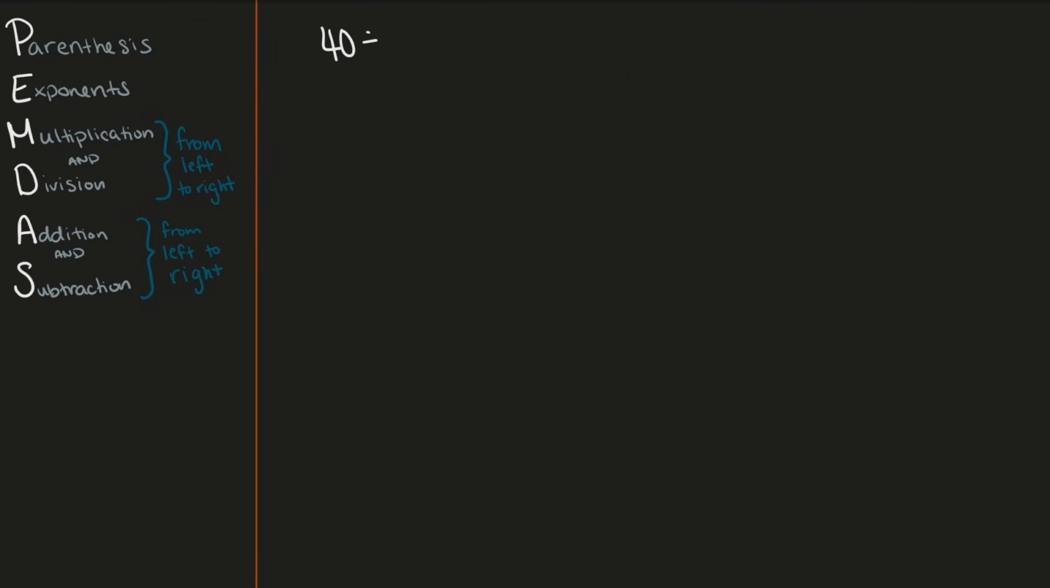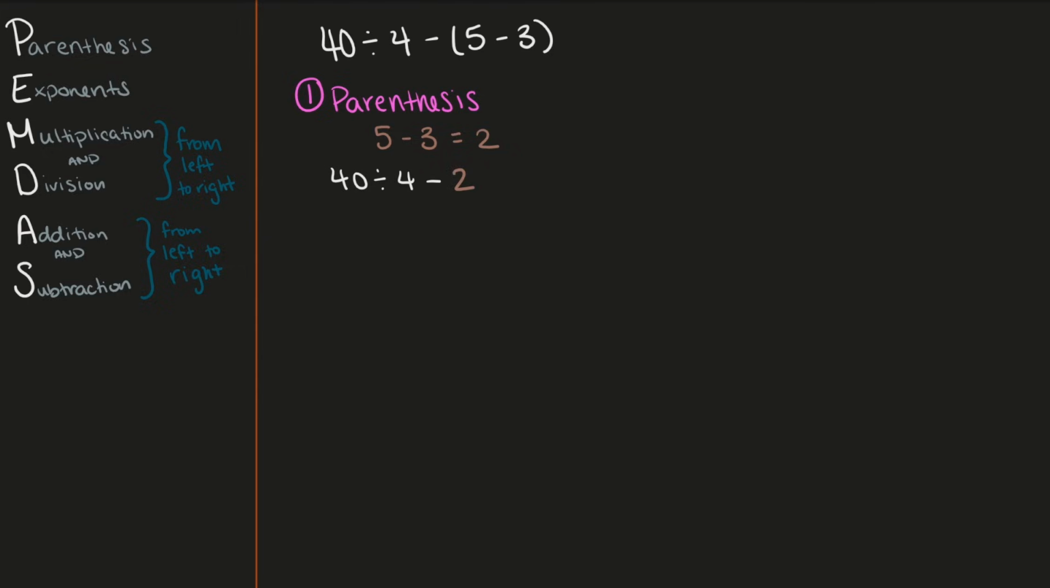40 divided by 4 minus, in parentheses, 5 minus 3. So first we'll start with our parentheses. We have 5 minus 3, and that is equal to 2. So our expression now becomes 40 divided by 4 minus 2. We don't have any exponents, so we can skip that.